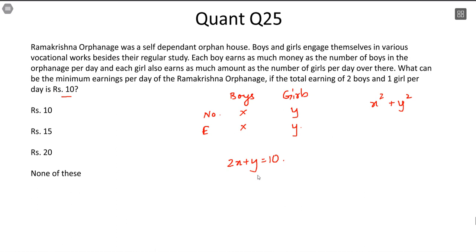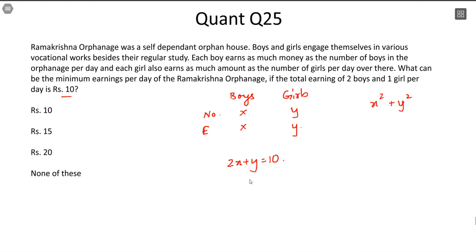Okay. Now pay attention to the fact they have never stated it in the question. But x and y have to be integers. So one way forward is simply, hopefully you can see y has to be an even integer. Simply put y as different even integers. See in which case you are getting the minimum value. That will be your answer.